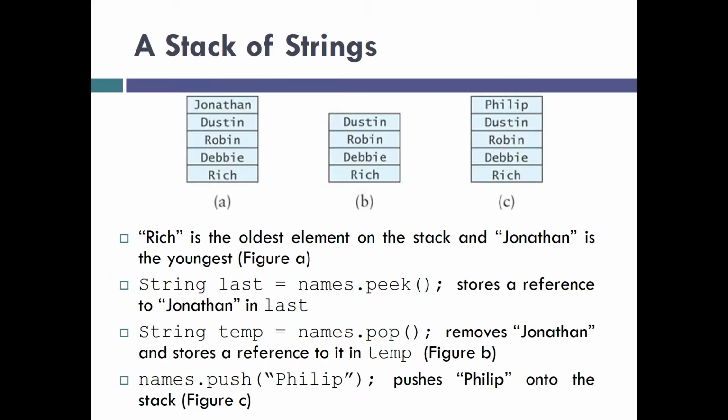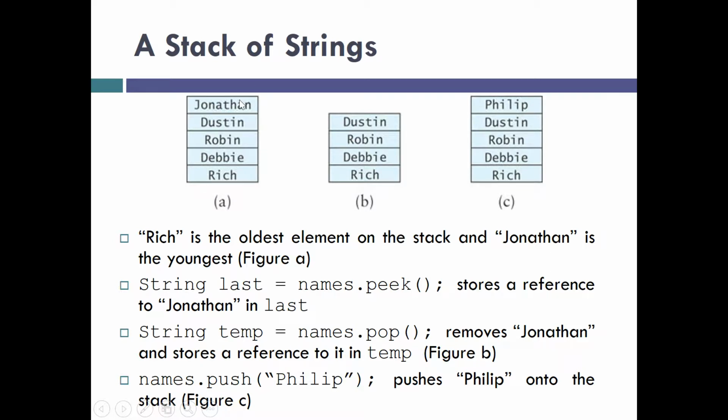Okay. Fairly straightforward, right? So say we've got these 5 names: Jonathan, Dustin, Robin, Debbie, Rich. We look at these from top to bottom. So Jonathan was most recently pushed onto the stack, and Rich was the very first thing pushed onto the stack, right? So it's at the bottom. Rich is the oldest. Jonathan is the newest.